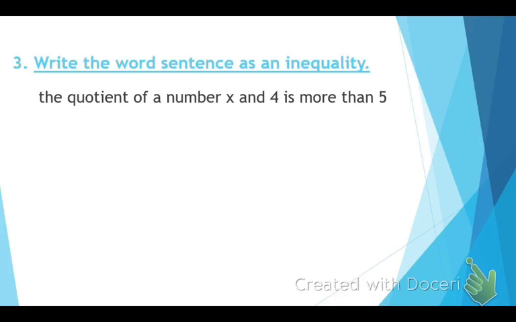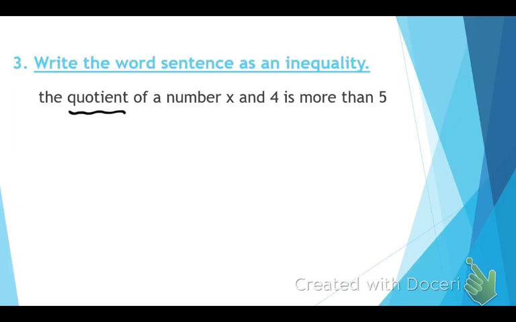Number 3 says to write the word sentence as an inequality. Remember, an inequality will always have a variable, a number, and then an inequality symbol. I gave you a blue piece of paper that looks like this, and it says words into math. How many of you would say you remember me giving you this paper? If you don't know these kinds of words, like quotient or product or difference, these words are on this blue paper, and I want you to spend maybe 3 minutes reviewing this paper at home before you take your test tomorrow, okay?